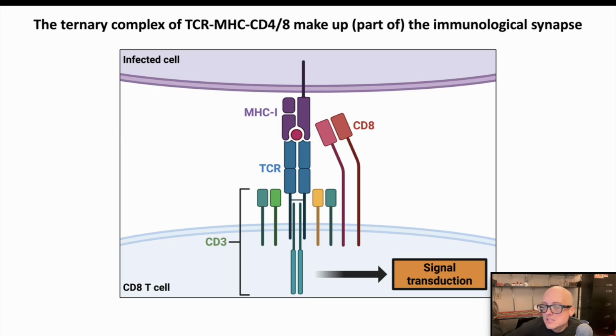But we could draw a very similar picture with a CD4 T cell, in which case we would have a professional antigen presenting cell presenting its antigen via MHC class 2. We would see CD4 here instead of CD8, and then we would see that CD3 would be transmitting signal transduction leading to the production of cytokines within the CD4 T cell.